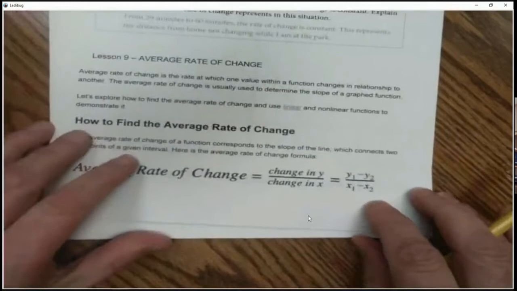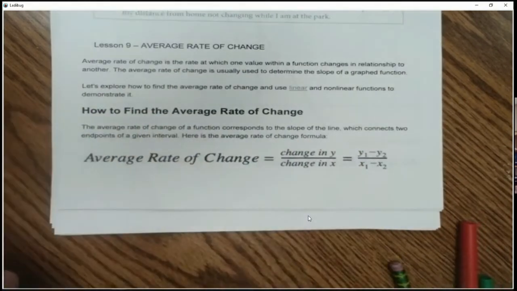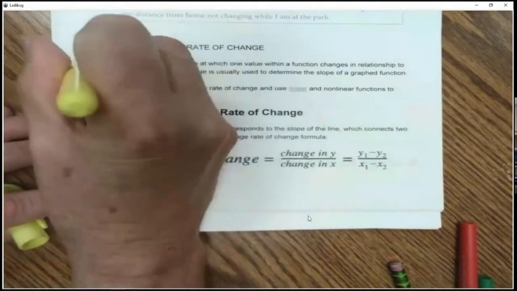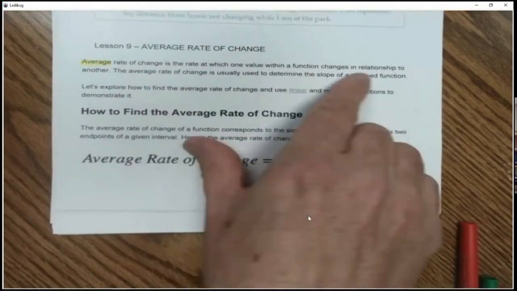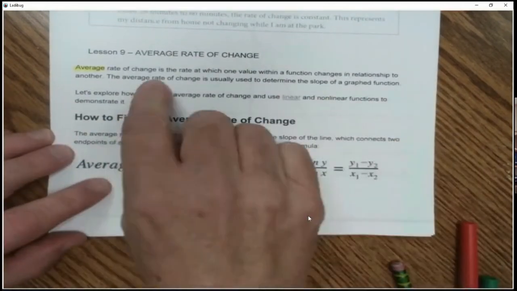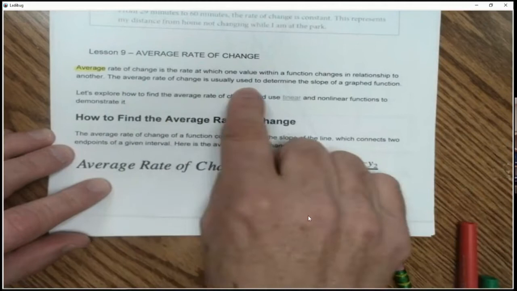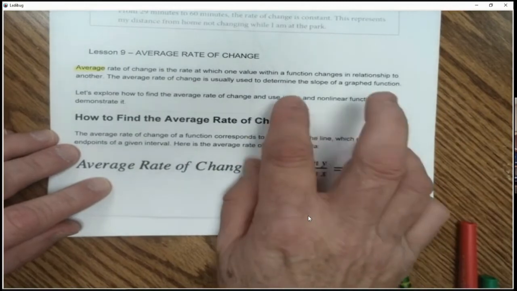All right. Let's look at lesson 9. Lesson 9 is talking about the average rate of change. We don't always use a linear graph. With a linear graph, we can find the slope, right? We can find a positive slope, negative slope, constant slope, a 0 slope. But the average rate of change, I'm going to highlight the word average, is the rate at which one value of a function changes in relationship to the other. Primarily, we're talking about when the x changes, how much does the y change? The average rate of change usually determines the slope of a graph's function. All right, so let's explore this, how we use linear and nonlinear to demonstrate it.